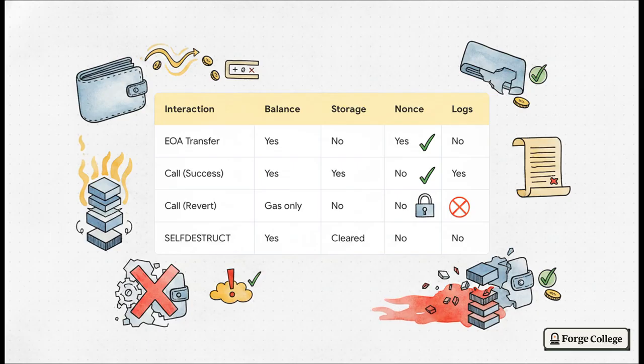But look at that third row, the contract call that reverts. This is absolutely crucial. Balance transfers, no. Storage writes, no. Nonce change, no. Logs, nope. But notice, the gas fee still persists. And finally, a self-destruct operation. The forwarded balance persists, but the storage is entirely cleared out. Seriously, keep this slide in your mind. It maps out the exact outcome of basically every major action.